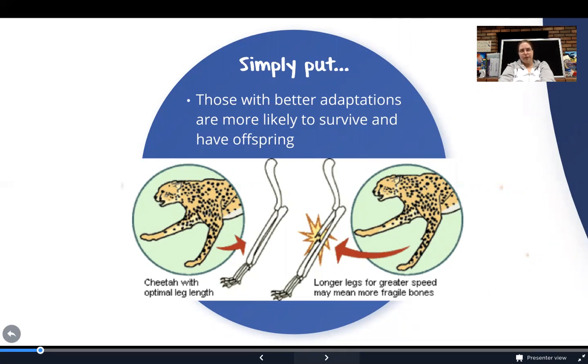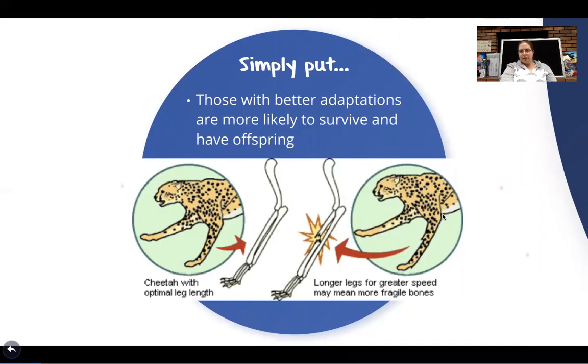So if we look at this picture below, they're both cheetahs. And just like us, are all humans completely 100% identical? No, we come in different heights, different colors, different builds. Some people have longer arms than others. So that's what we're talking about, these small variations within individuals of one species. So here we have 2 cheetahs, and they have a slight variation. One's leg is a little bit longer than the other's.